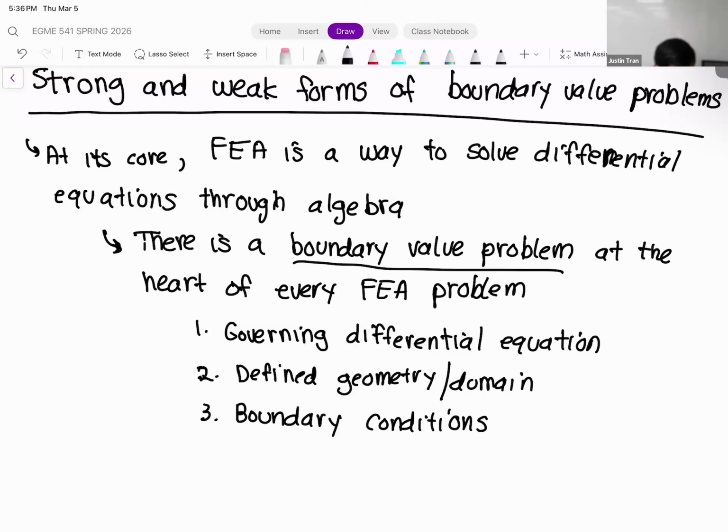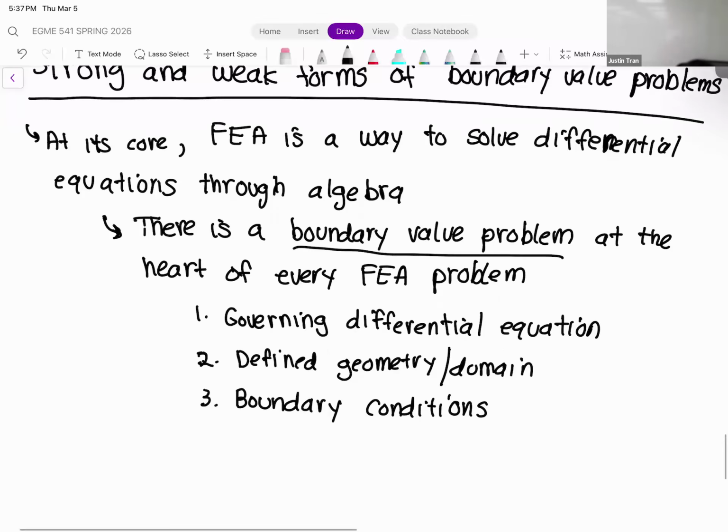To start our discussion, we have to talk about the so-called strong forms and weak forms of a boundary value problem, because for any boundary value problem, there are multiple different ways that we can express it mathematically.